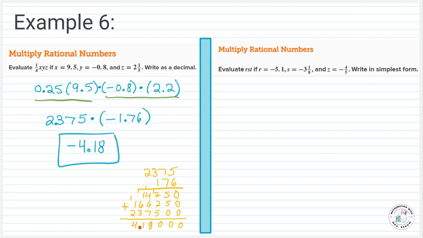All right, so now with the next question, it says evaluate RST if R is equal to -5 1/10, S is equal to -3 1/8, and Z is equal to -4/5. We're going to write in simplest form, so that's our indication that we need to solve this using fractions. However, again, you could solve this one using decimals. I'm going to go ahead and solve it using fractions though.